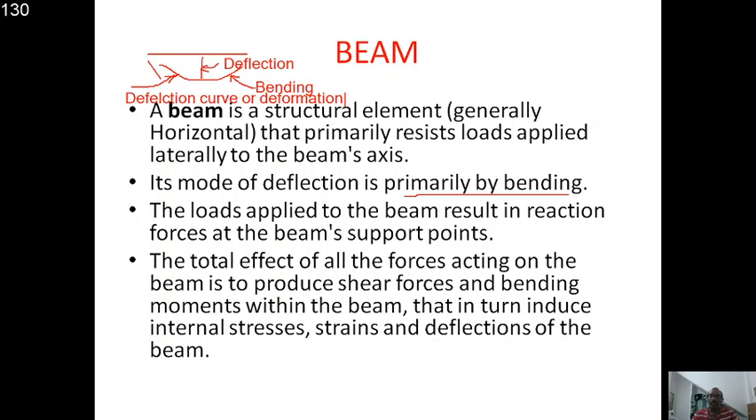So while he is taking a jump, what happens to that stick? It will bend, right? So every structure which is subjected to some loads obviously takes a deflected shape. That deflected shape is known as the bending.